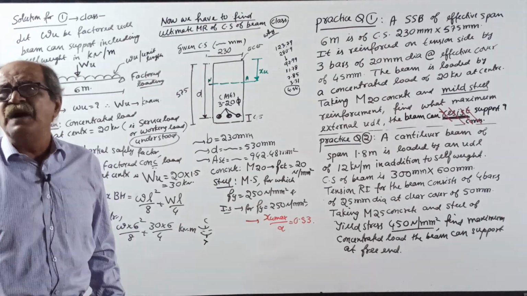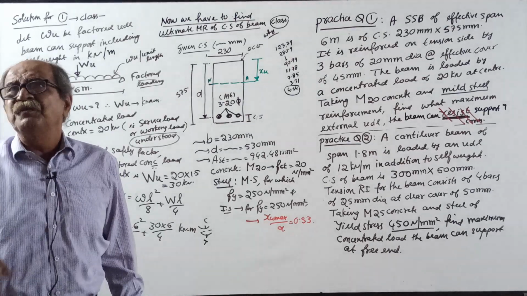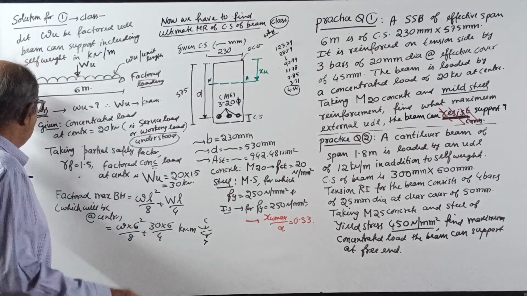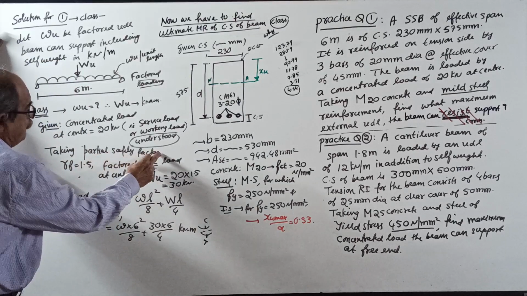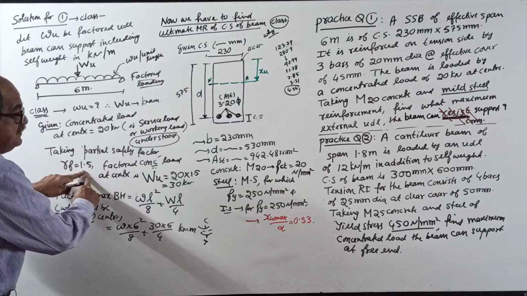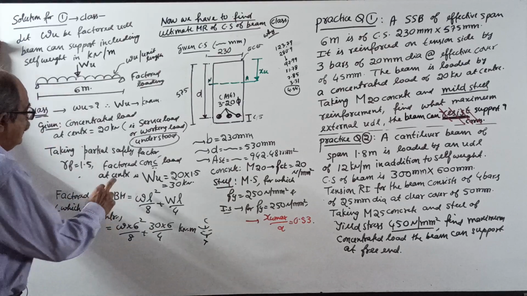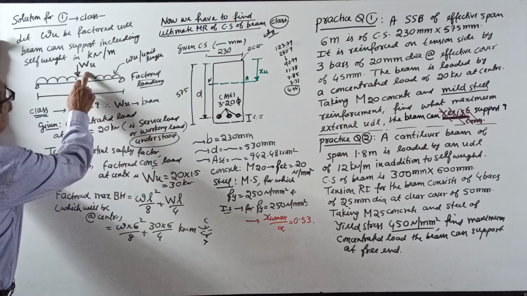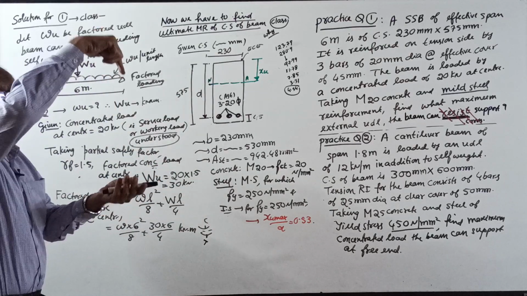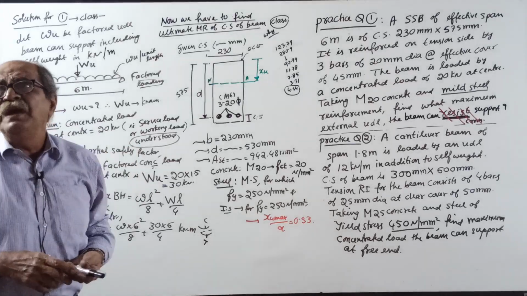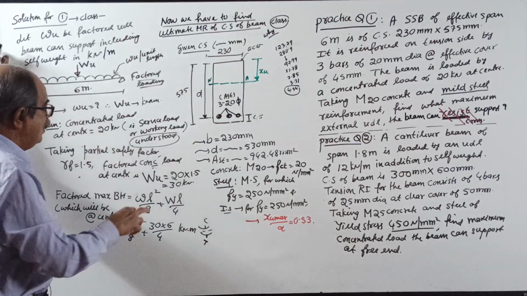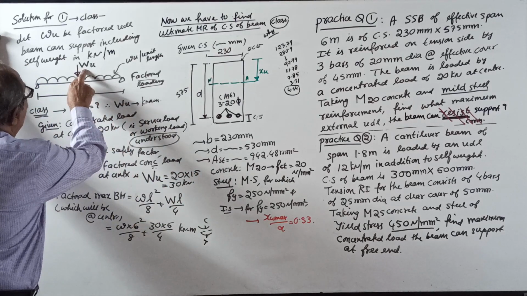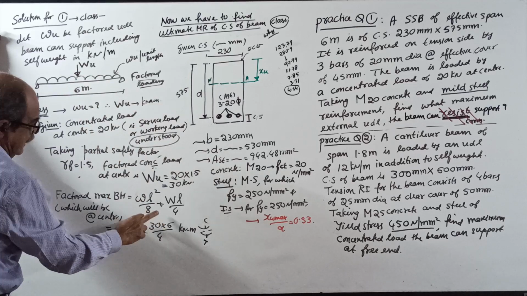I have given so many examples, with some building cases also, to make it more clear. So, taking partial safety factor gamma F 1.5. This also I told last time. Okay. Factored point load or concentrated load at center, the applied load is 20 kilonewton. So, beam should finally collapse at what load? 20 into 1.5, 30 kilonewton. Therefore, this WU is 30 kilonewton.